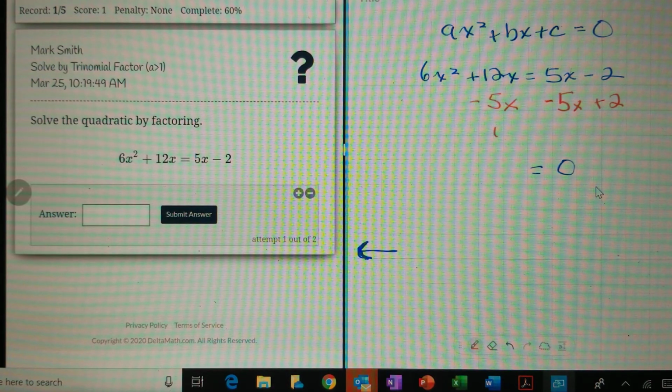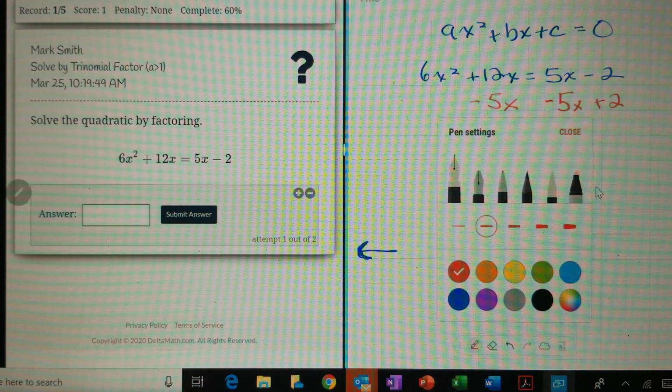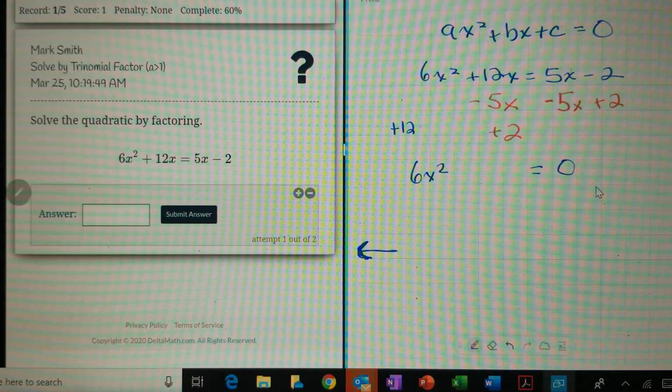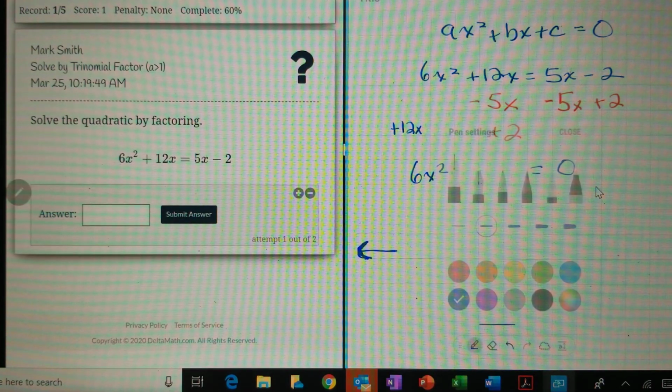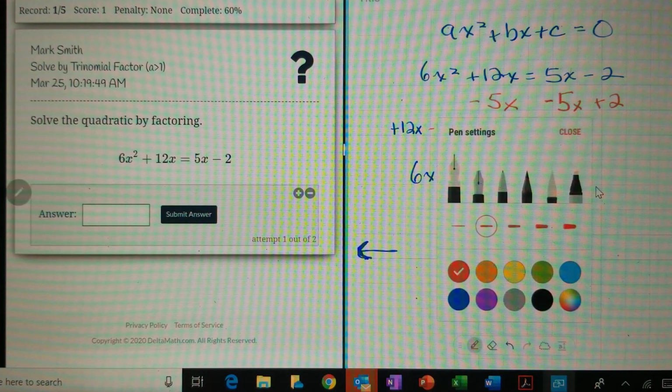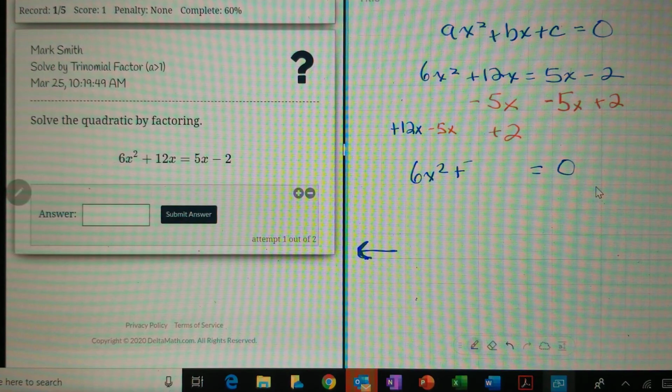I'm not sure where I'll put this add 2. I'll put it right here. I know I can't add this 2 to those x's right there, so I'm going to have to be careful when I add these up. All right, so I didn't do anything to the 6x squared, so that still looks like this. Next, I have a positive 12x and a negative 5x. Well, that's going to give me a positive 7x. And then I just bring this 2 down right here, and I'm all set.